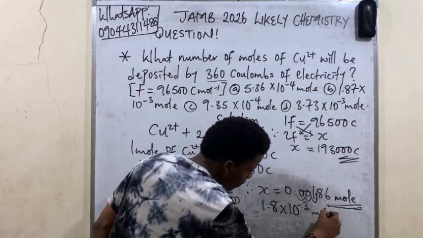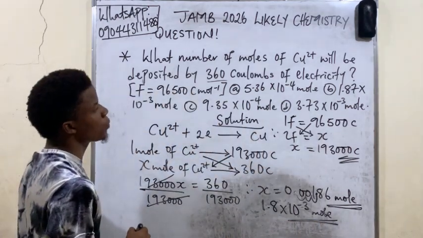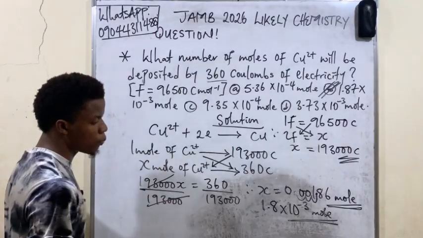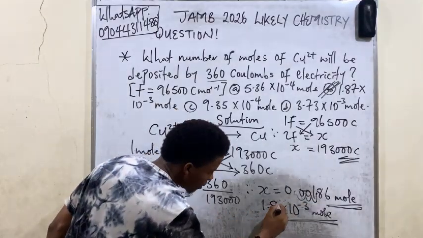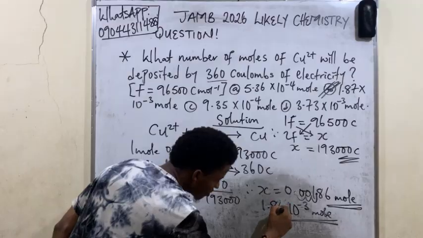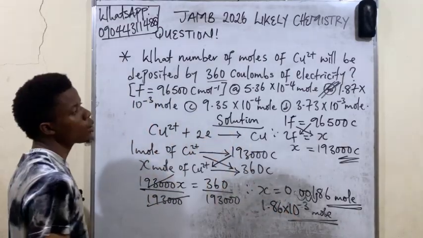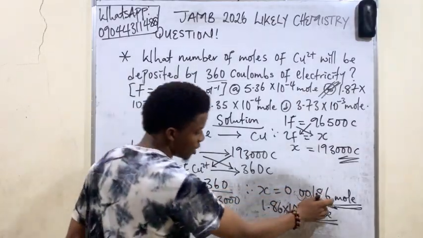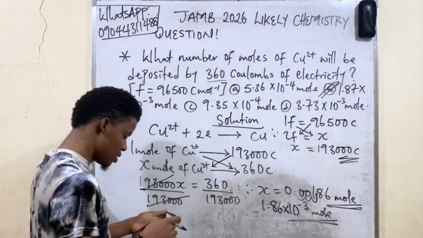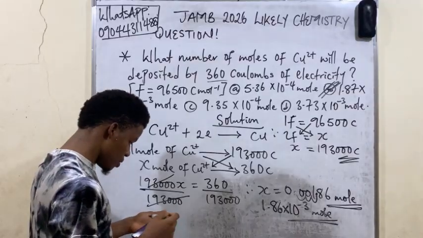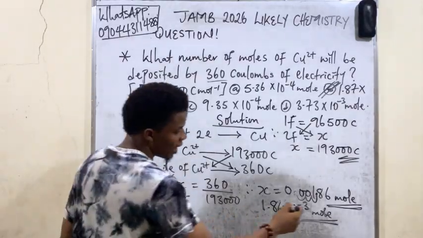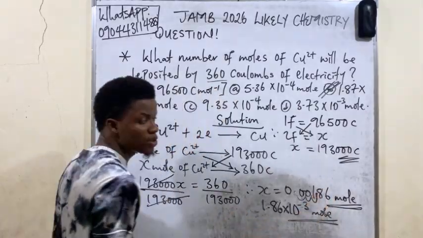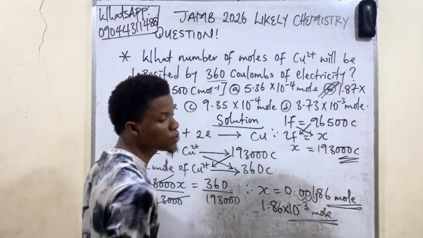Times 10 raised to the power of minus 3 mole. So the answer to this question is option B, 1.86. Sorry, I forgot about this 6. I did not approximate the last one. That is why I'm getting 6 here. If I use the exact value, 185, there was a 5 here. So when you turn that 5 to 0 and add 1 to this 6, you get 7. So the answer is option B.